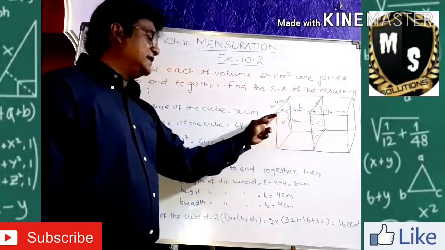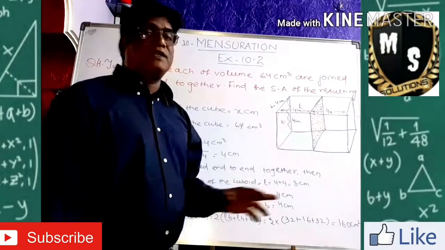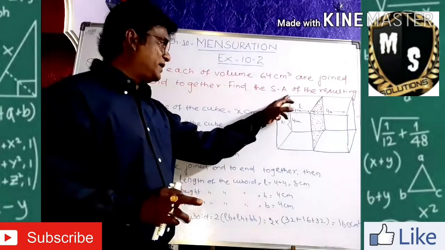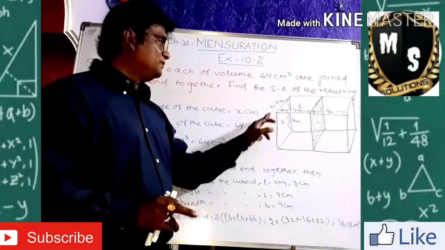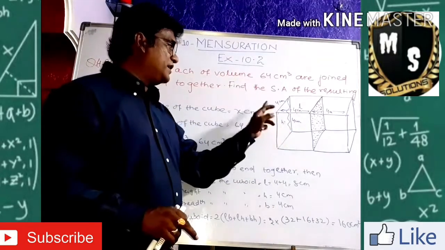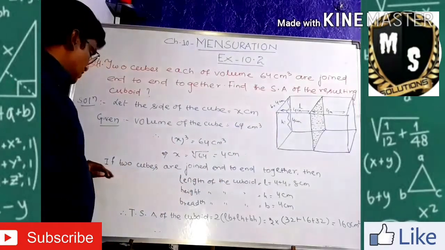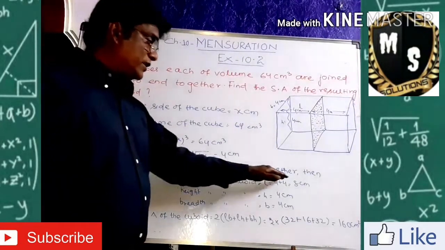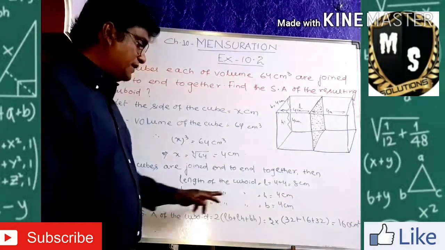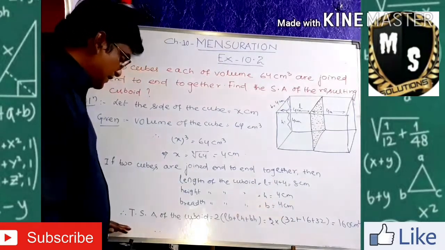So what is the resulting figure? That is a cuboid. What is the length of the cuboid now? 4 plus 4, that is 8. But here the students will do wrong. What is the breadth? The breadth is 4 because it is the side of the cube. Height is also 4. So it remains 4, it remains 4, and the length becomes double, 8. So if 2 cubes are joined end to end, then the length of the cuboid is 8, the height is 4, and the breadth is 4. Then he is asking for TSA.